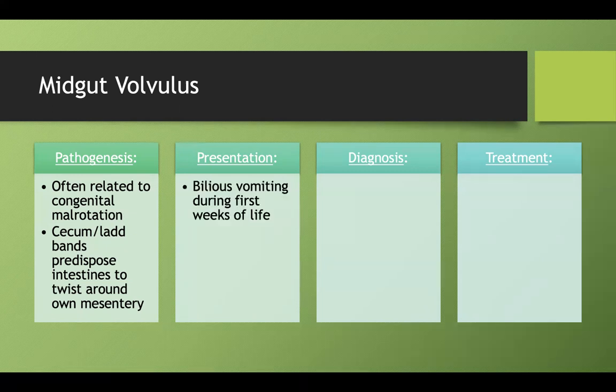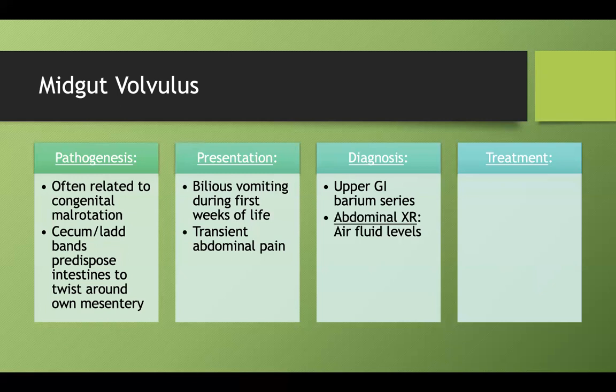This will present with bilious vomiting during the first weeks of life. You'll see transient abdominal pain as it twists and untwists. You can diagnose this with an upper GI barium series. You can also see air fluid levels on an X-ray, and you have to correct this surgically.